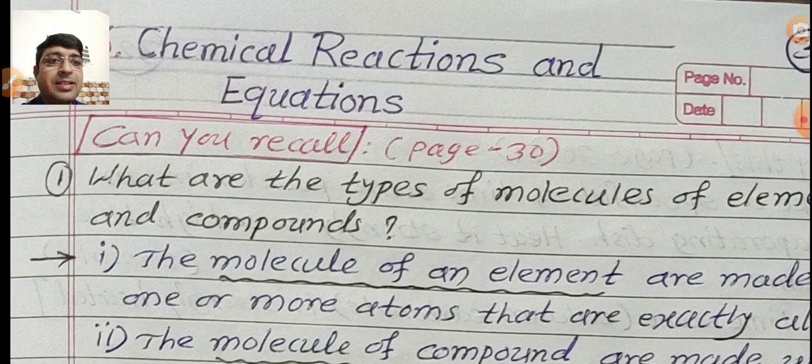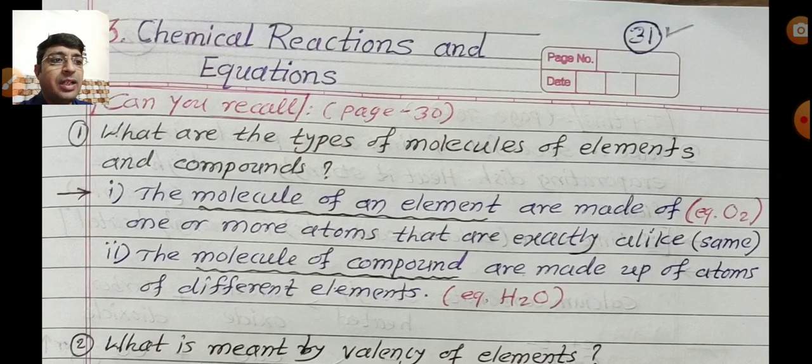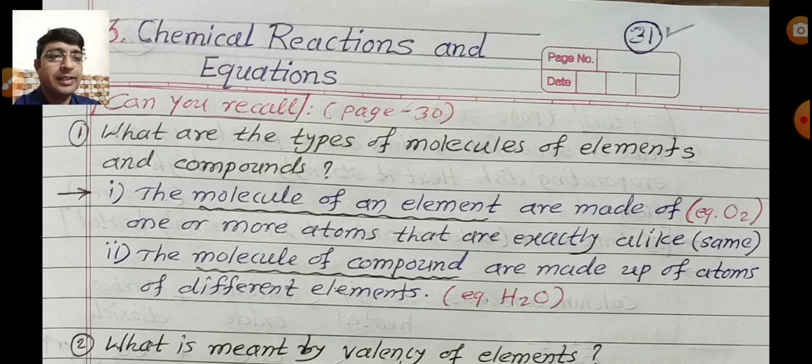These are the answers of the questions given on page number 30 in our textbook. First question, what are the types of molecules of elements and compounds? The first answer is, the molecule of an element is made of one or more atoms that are exactly alike. Alike means same. And second point, the molecule of a compound is made up of atoms of different elements, that is called a molecule of compound.